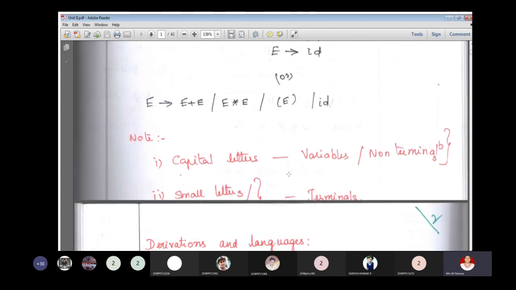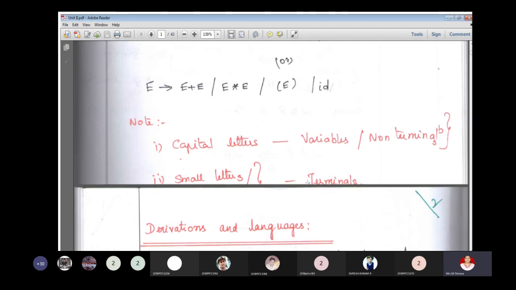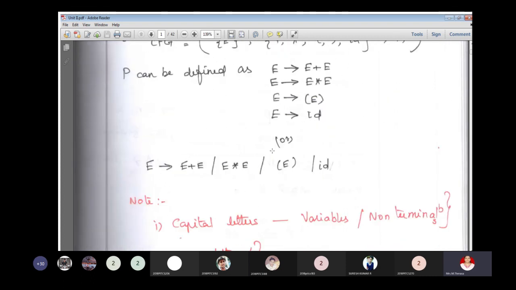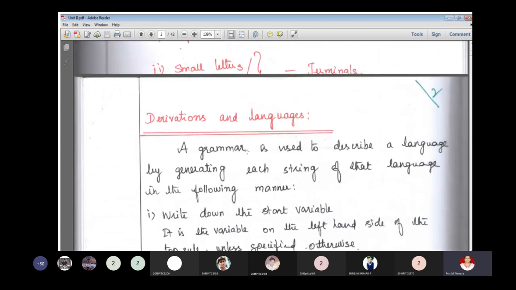We have to note that we always use capital letters to represent variables. The variables are otherwise termed non-terminals, and small letters or any special characters can be used to represent the terminals. So here also you can see capital E representing the variable, and here you have ID in lowercase and special characters like plus, star, open parenthesis, close parenthesis to represent terminal symbols. Okay, so next we'll see derivations and the languages.